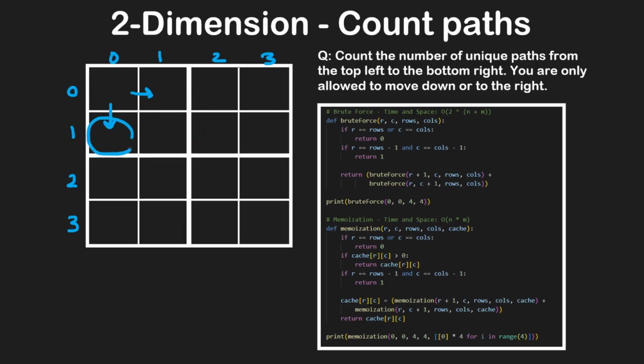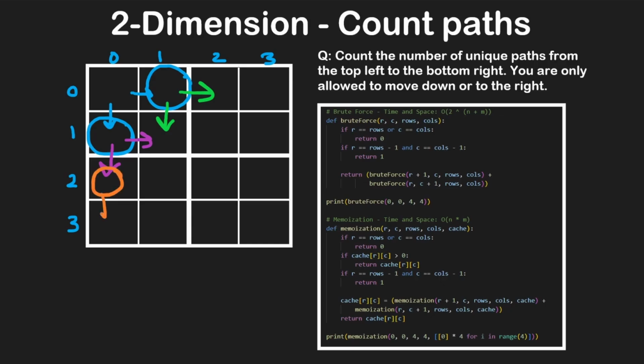If we want to solve this sub-problem, we have to solve this sub-problem and this sub-problem. But if we want to solve this subproblem, we have to solve this subproblem and this subproblem. Well, we have to solve this subproblem twice. That's where the repeated work is coming in. And it's going to get worse and worse.